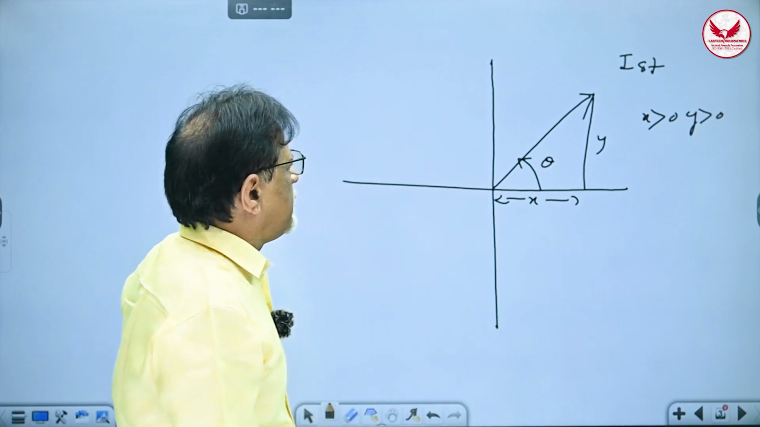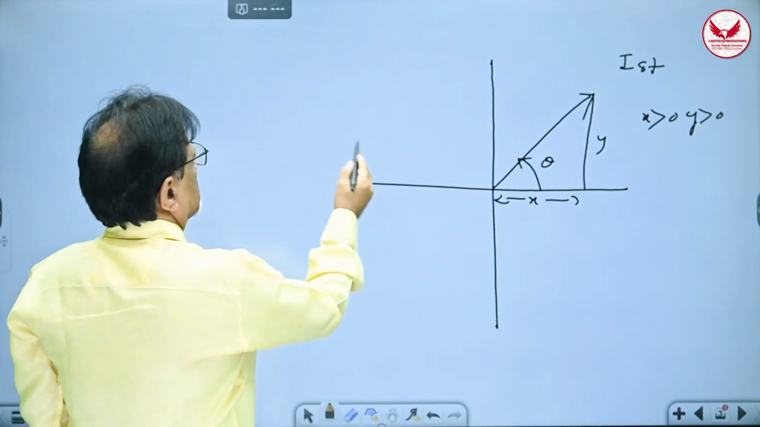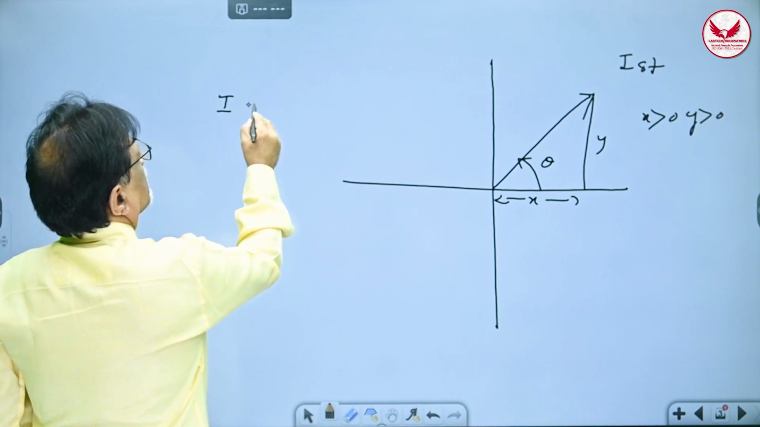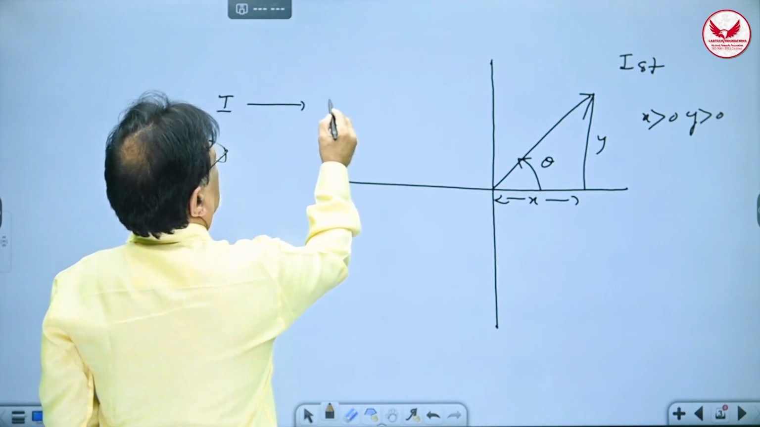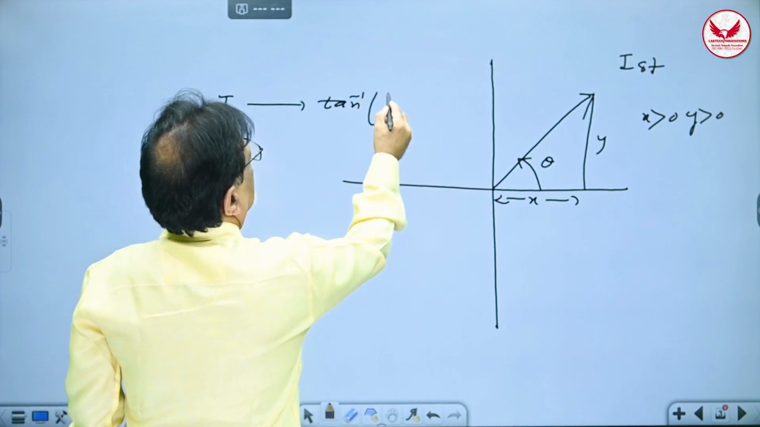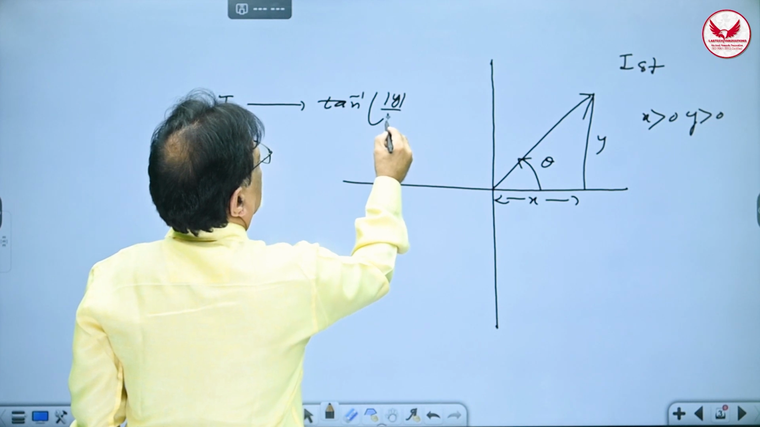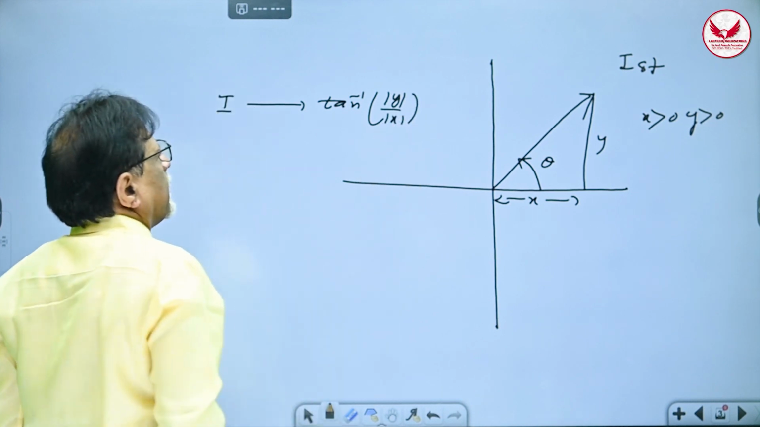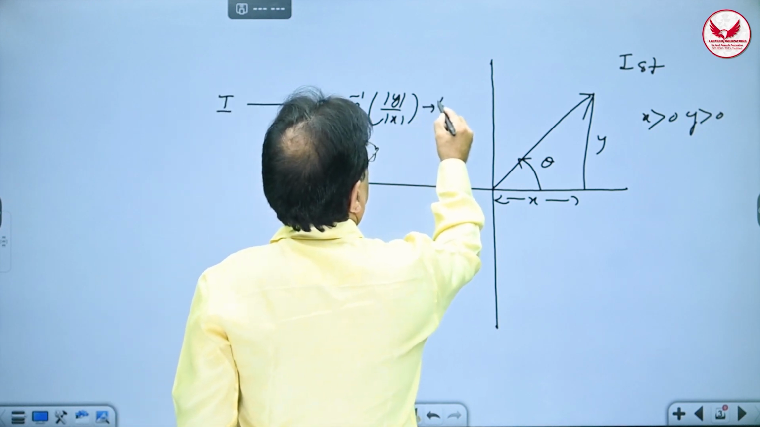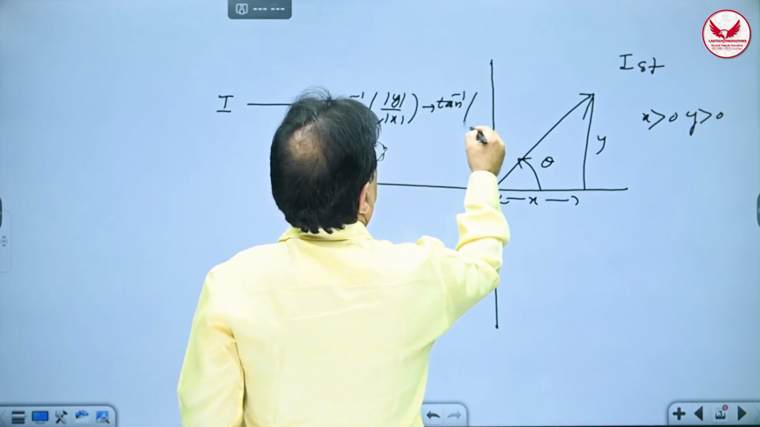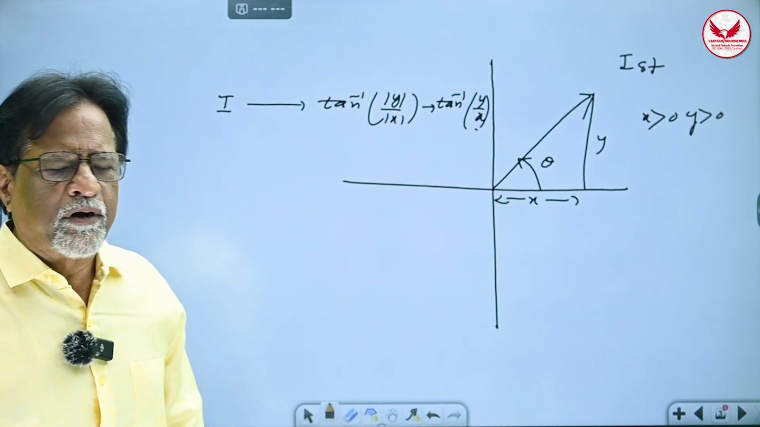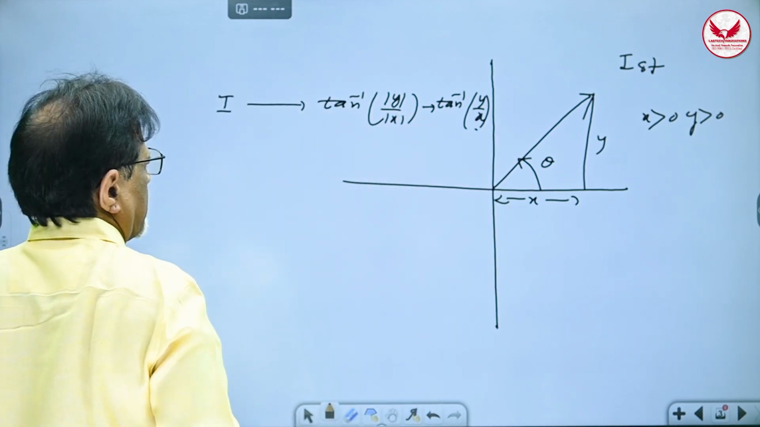So this angle theta here in the first quadrant, the principal value of theta will be tan inverse of mod of y by mod of x. Now, y and x are positive in the first quadrant. Therefore, it can be written as tan inverse of y upon x. Or you can keep it like this, no problem, because mod x, mod y are anyway the same in the first quadrant.